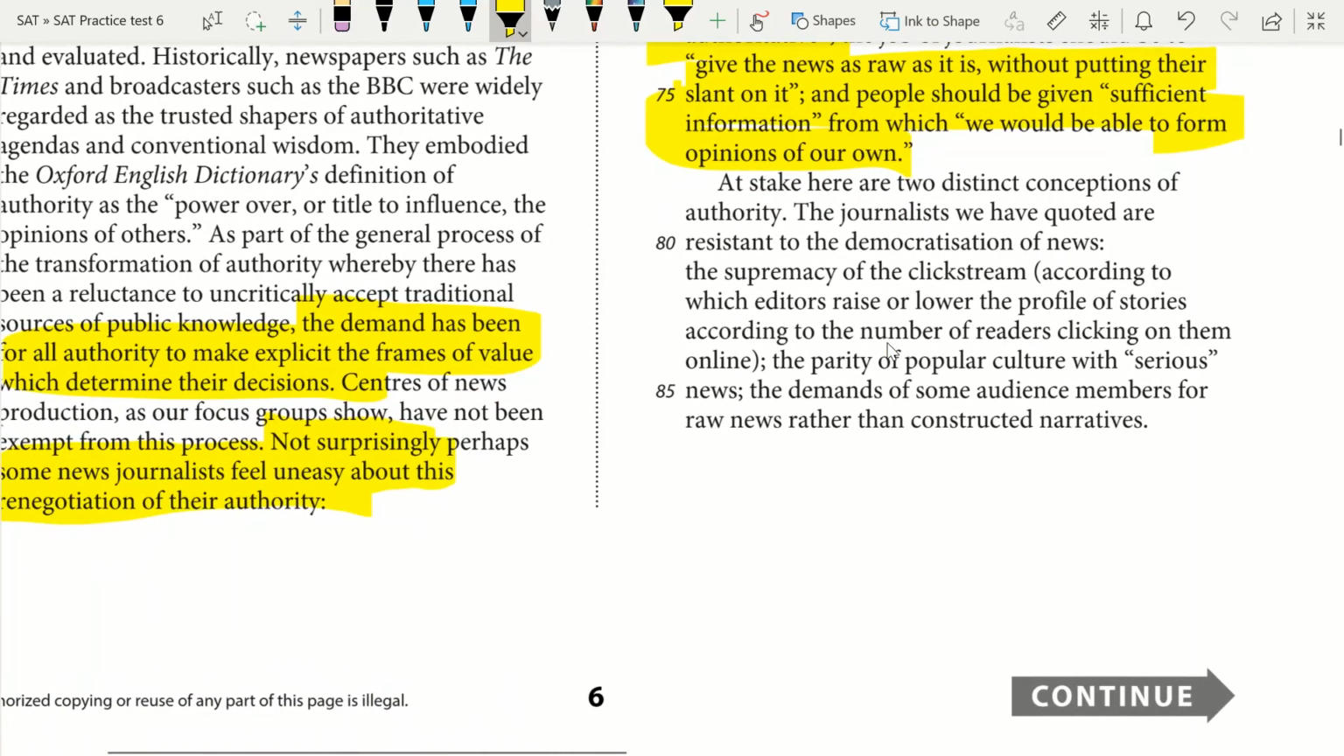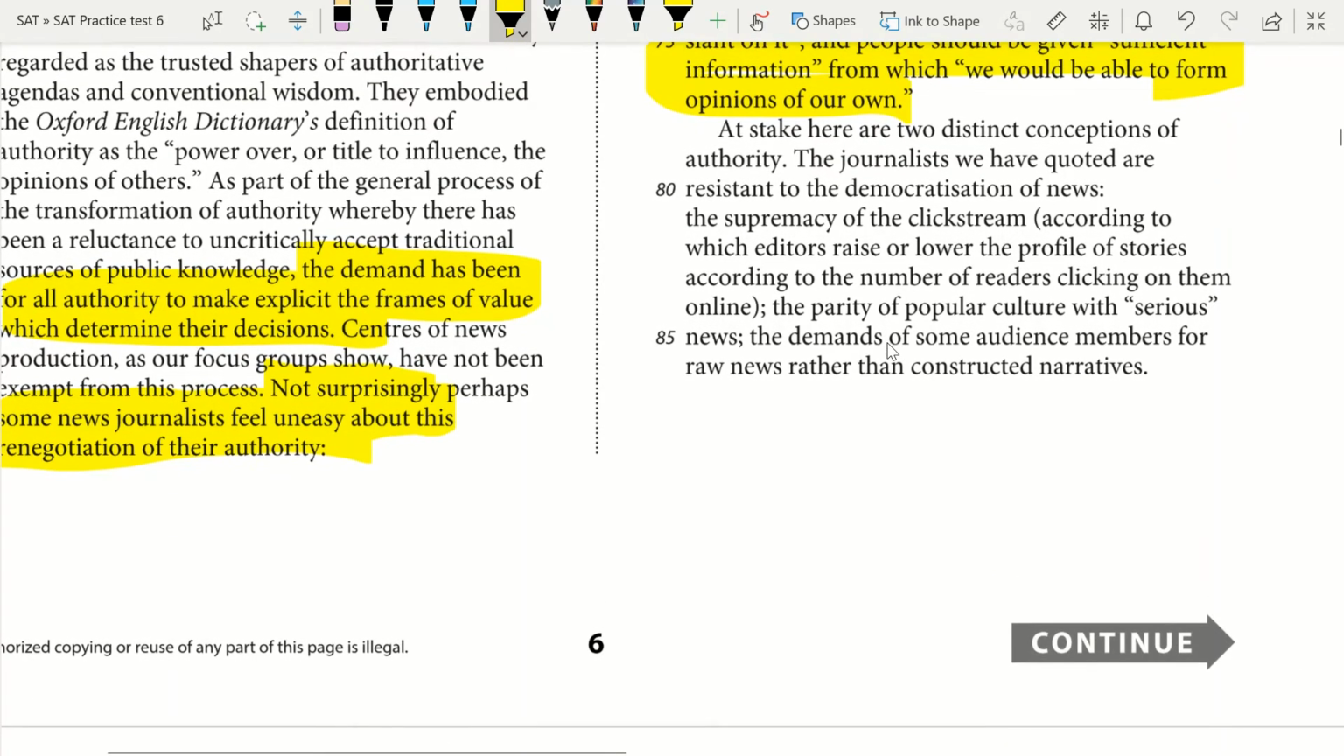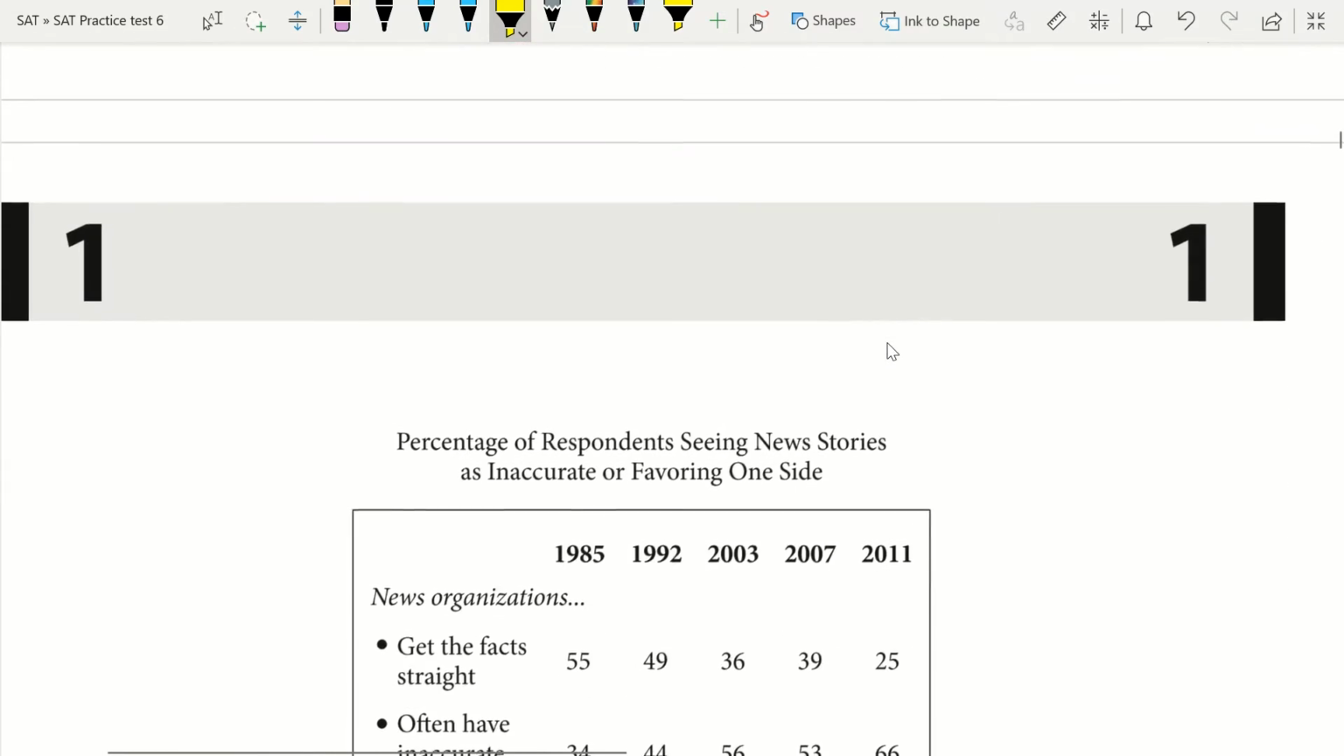The journalists we have quoted are resistant to the democratization of news, the supremacy of the clickstream, in which editors raise or lower the profile of stories according to the number of readers clicking on them online, the parody of popular culture with serious news, the demands of some audience members for raw news rather than constructed narratives.